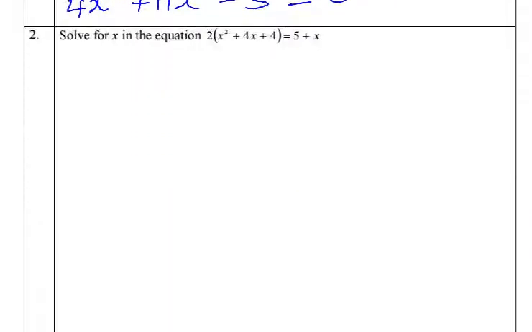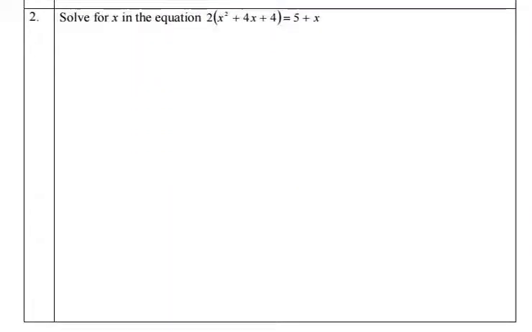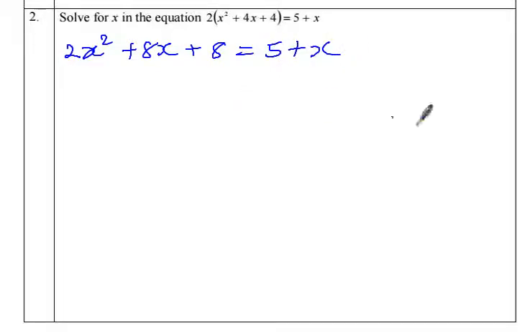When I'm solving this, I want to use a factorization method. Feel free to look at and use any other methods that we can use. So when I multiply, I have 2x squared. When I multiply, plus 8x plus 8, that is a 2 times 4. This should equal 5 plus x. And now in my next step, I want to put like terms together, this and this, and then this and this.